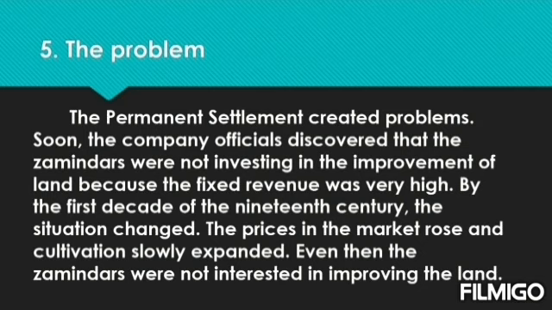By the first decade of the 19th century, the situation changed. The prices in the market rose and cultivation slowly expanded. Even then, the zamindars were not interested in improving the land. In the villages, the cultivator found the system extremely oppressive.